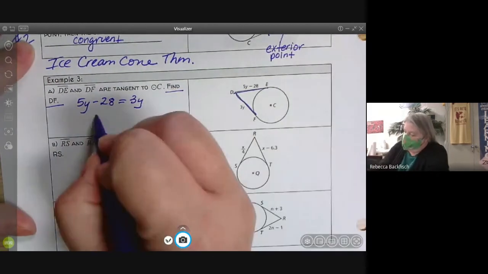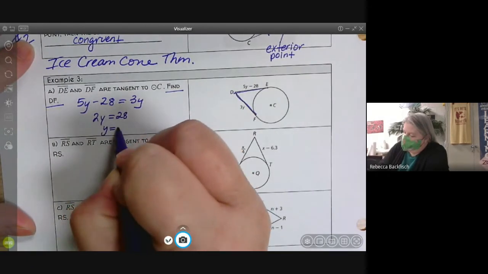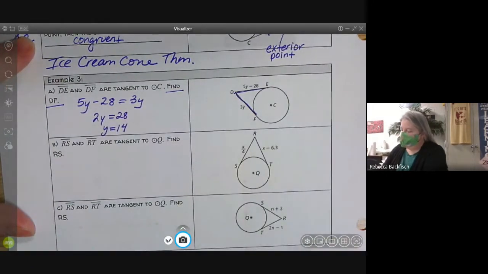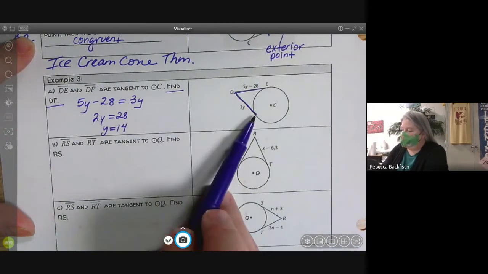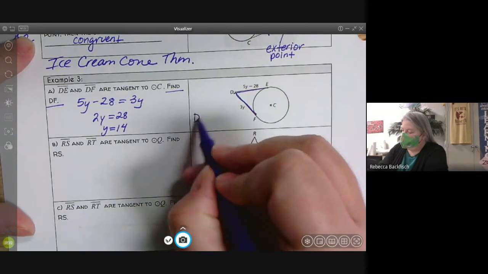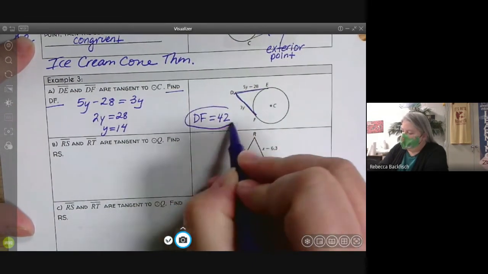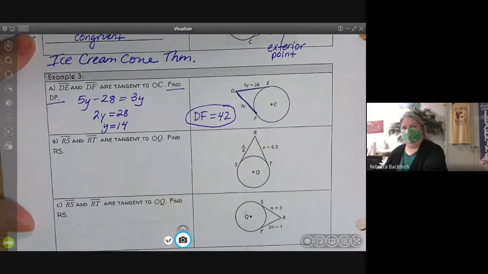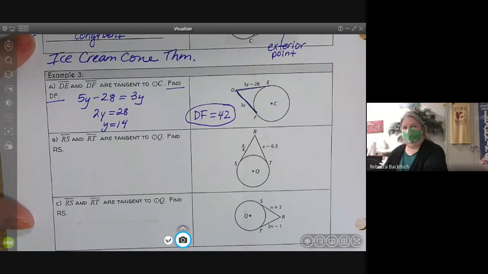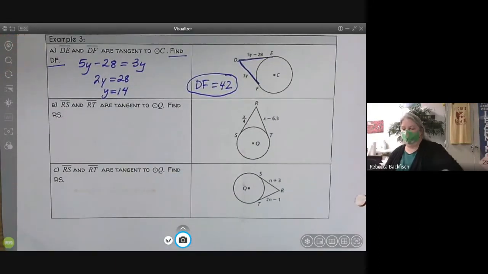Okay, so when I solve here, I get 2y is 28, y is 14, and that's not what I was asked for. I was asked for the length of DF, so I could plug into 3 times 14 and get that DF is 42. Okay, go ahead and try B. Pretty much the same exact principle. Ice cream cone theorem at work.